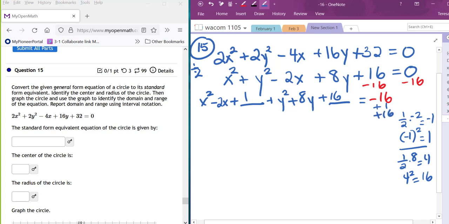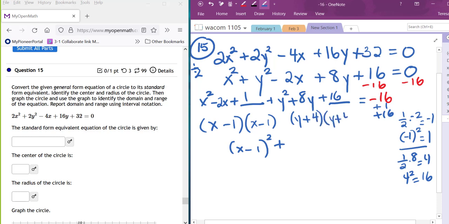Right? Factor on the left-hand side. So this time it's going to be minus. Like signs, both minus. So (x - 1)(x - 1), or (x - 1)². This one will be plus, like signs both plus. (y + 4)(y + 4), so (y + 4)². And over here we have -16, +16 wipes out, so 1.